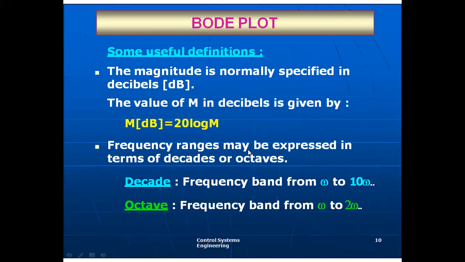Then frequency ranges may be expressed in terms of decades or octaves. Decade is nothing but the frequency band from omega to 10 omega. Suppose omega is 1, it is 1 to 10 radian per second. And the octave is the frequency band from omega to 2 omega. Normally we will be using the decade term in drawing the Bode plot.